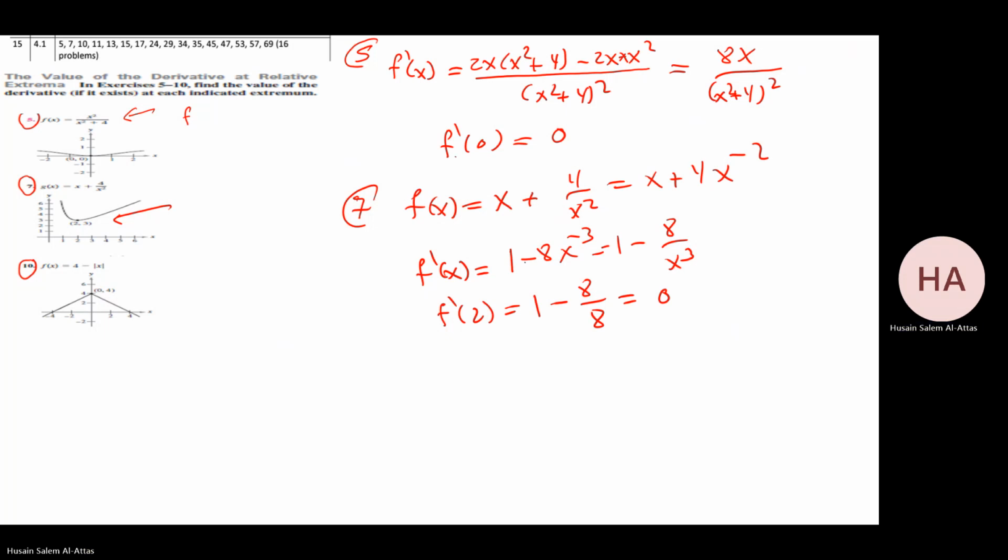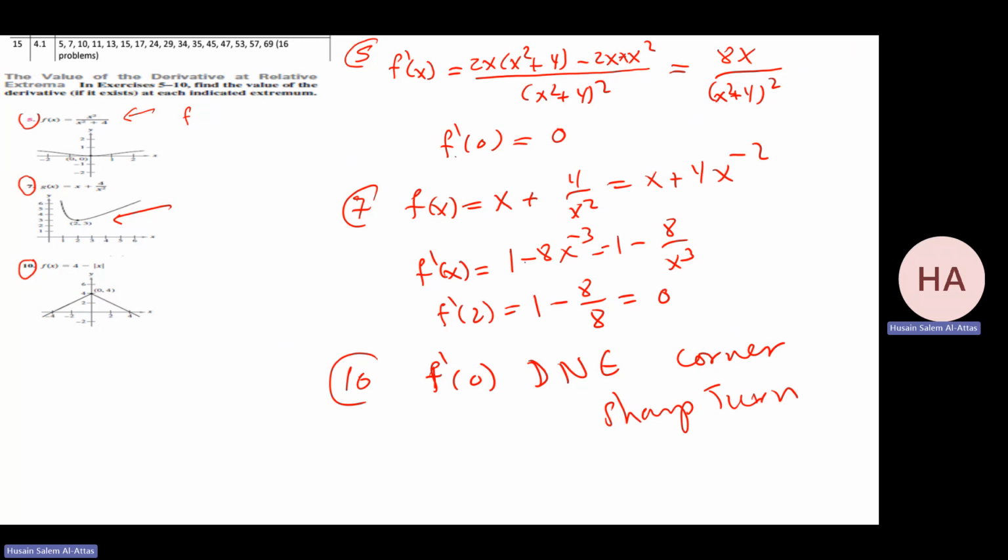Number 10. I know at number 10, the derivative does not exist. F prime at 0 does not exist. I have a corner or sharp tail. We know it's a sharp tail. Okay.